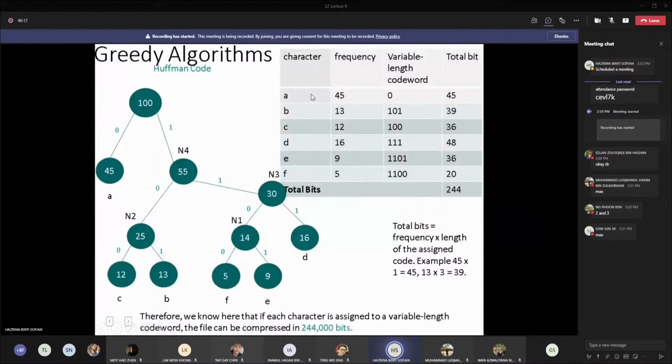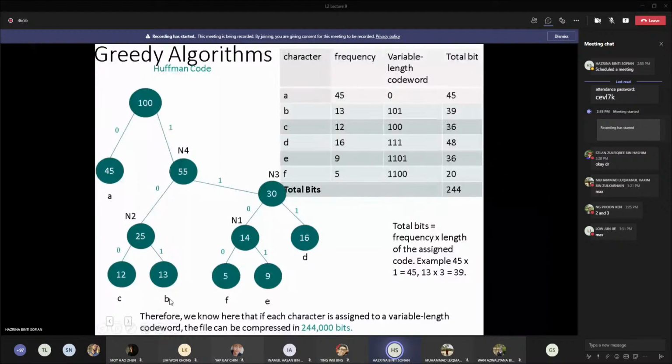Next, the last step is to identify the code word. Currently, instead of having the fixed length of code word like the original, we will have the variable length of code word. So for character A, we search for character A, the code word will be 0. Next, we want to identify the code word for character B. So we can try to search B.